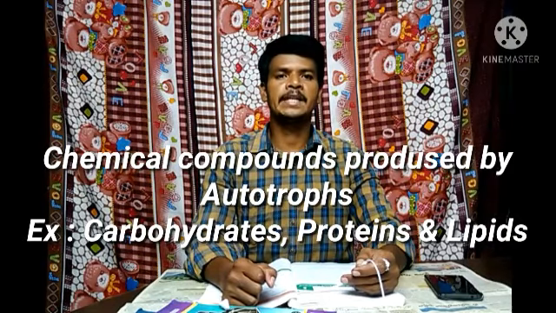They use light energy to synthesize this type of chemical compounds, such as what? Carbohydrates, proteins, fats, lipids. These are all chemical compounds. These are very necessary food products for all living organisms. There are so many living organisms that depend on different types of living organisms for their food material. For example, if you take humans, humans are heterotrophs.